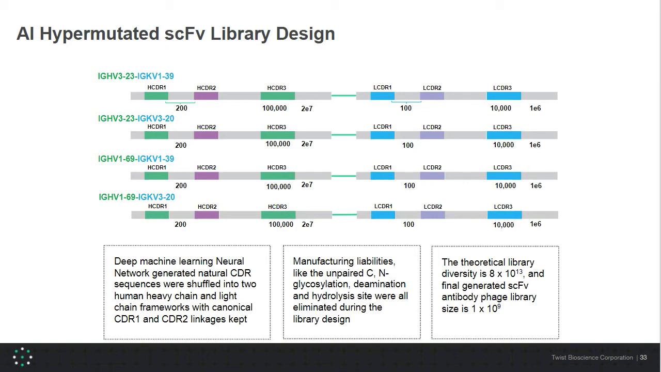And then the final generated library that we're currently using, of course, we'll probably try to see if we can increase this further, is on the order of about 10 to the 9th. And again, the cool thing about this library is it starts from these simulated sequences derived from this neural network. And we're also taking advantage of some new library technology where we can actually make long oligos that encode for CDRs 1 and 2 for both the heavy and the light and keep the linkages between CDRs 1 and 2 together.